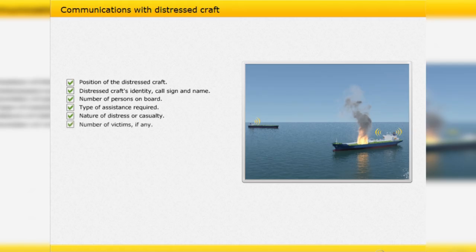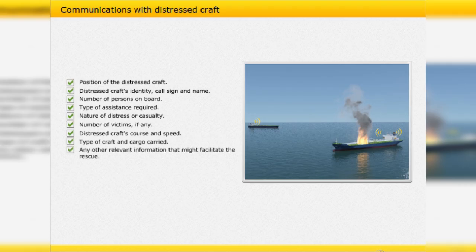The number of victims, if any. The distressed craft's course and speed. Type of craft and cargo carried. Any other relevant information that might facilitate the rescue.